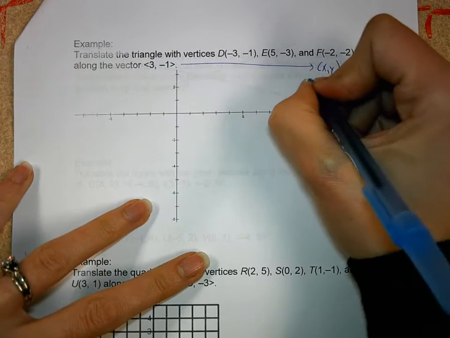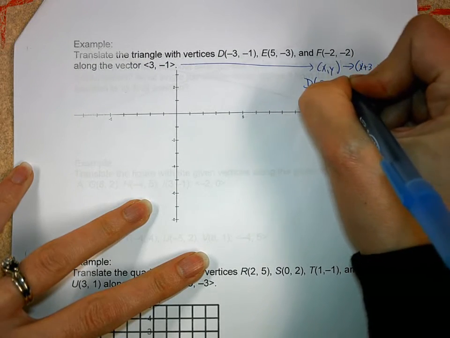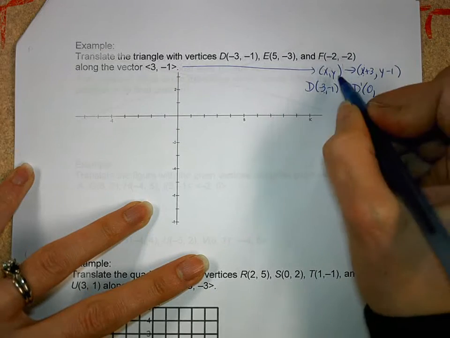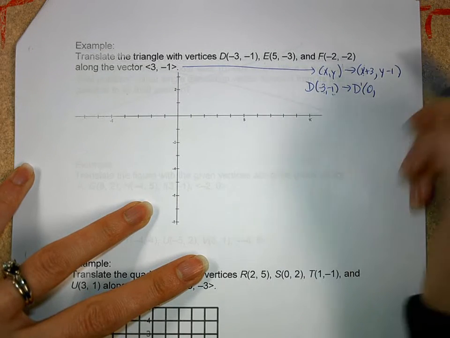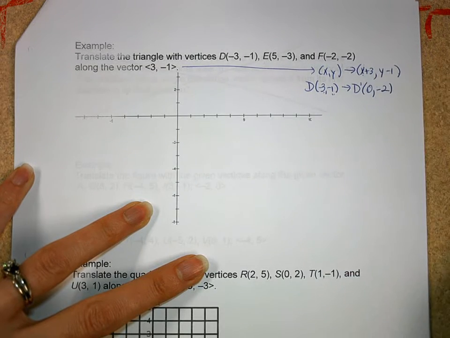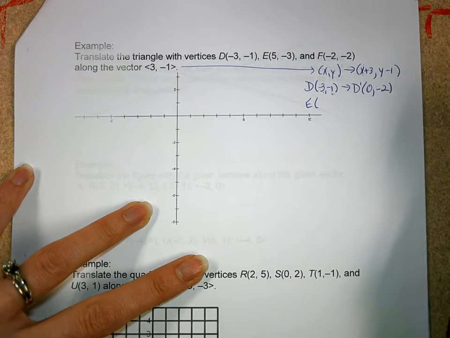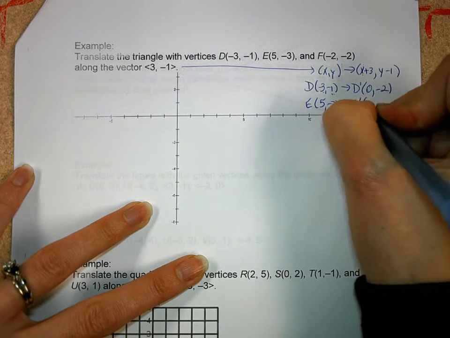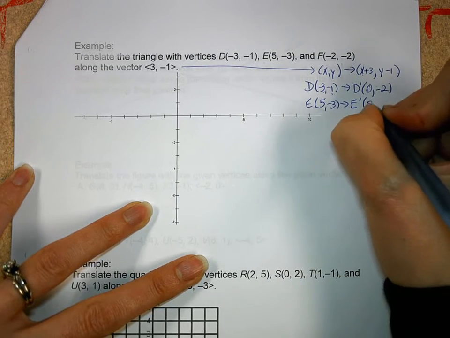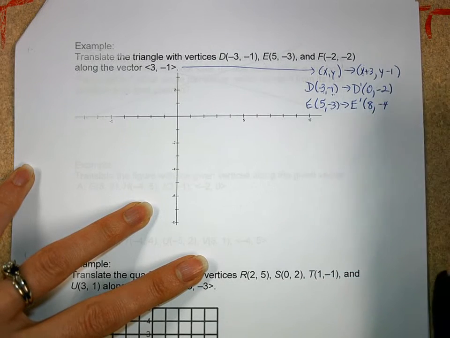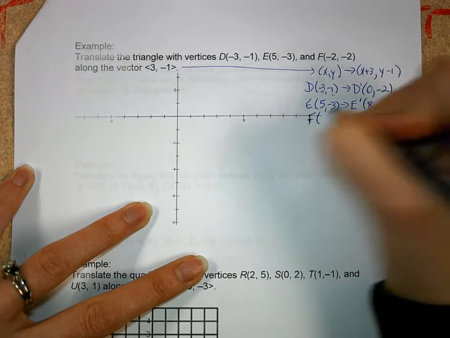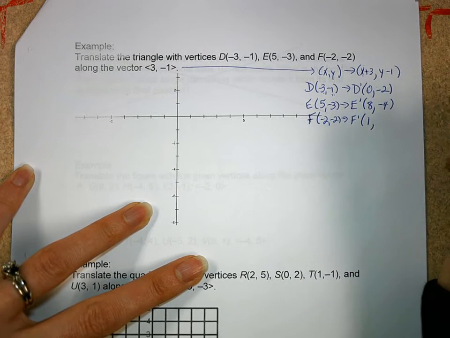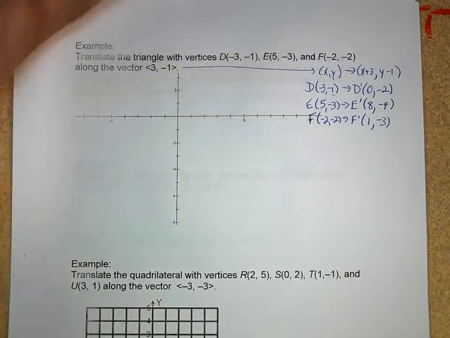So when I put in my points, I go, all right, D is over here at -3, -1. So D prime, I'm going to have to add 3 onto my x, which gives me 0. And I'm going to have to subtract 1 away from my -1, so it's a -2. And I do that for all 3 of them. So E over here is at 5, -3, so E prime is going to be at 8, -4. And F over here is at -2, -2, so F prime is going to be at 1, -3. So it tells me how to do this.